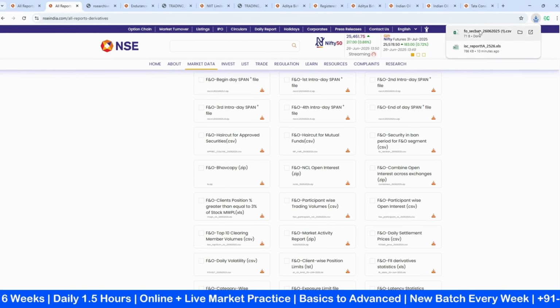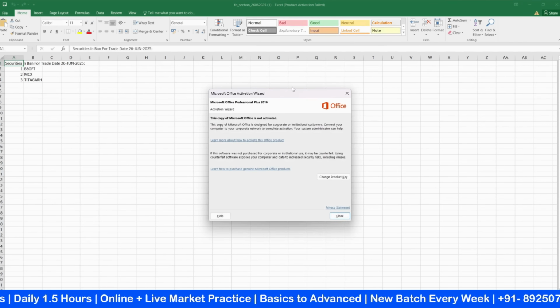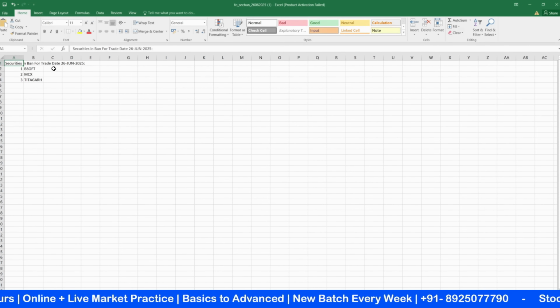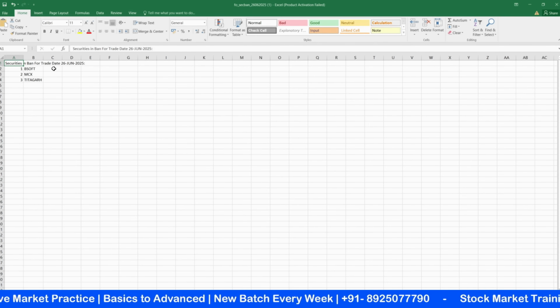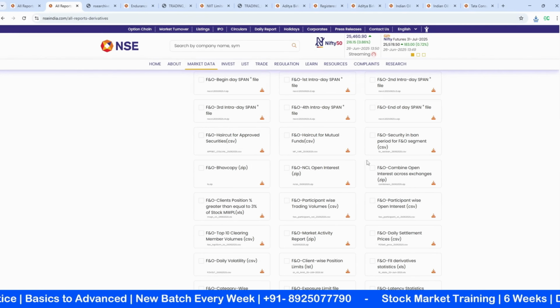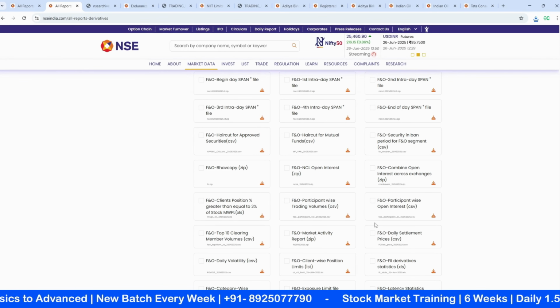This Excel sheet will give you the underlyings which are banned from taking a fresh position. By any chance, if you already have a position, you can exit. So reduction in open interest is allowed, but you cannot create fresh open interest. That is the reason why this particular data is useful here.